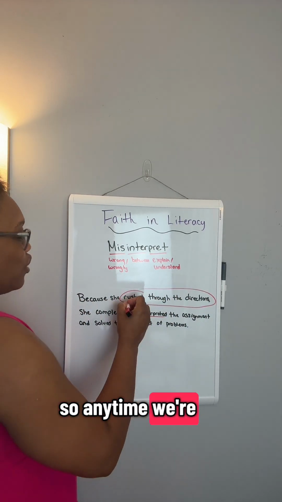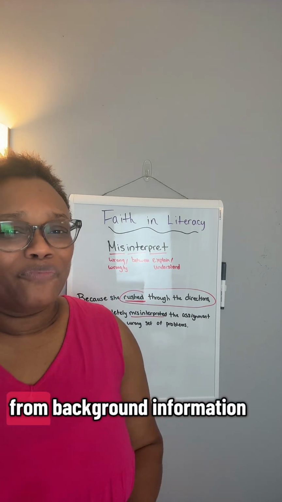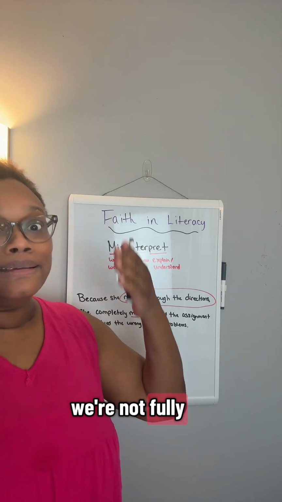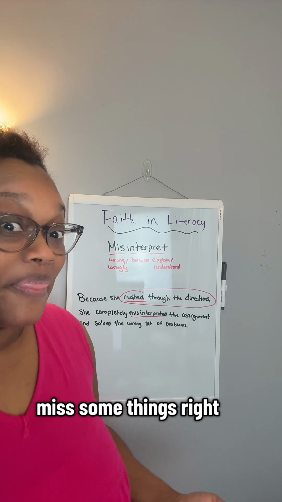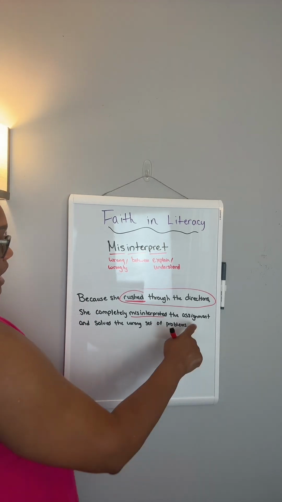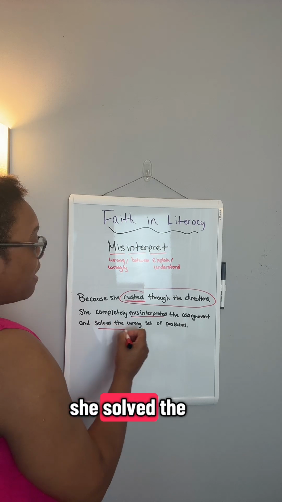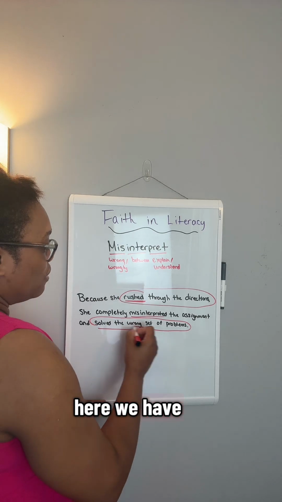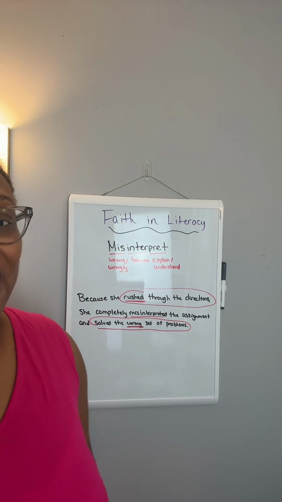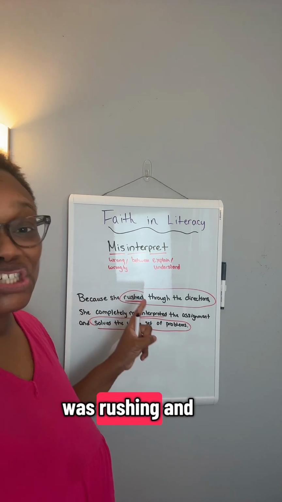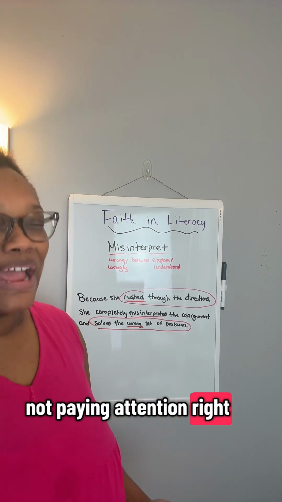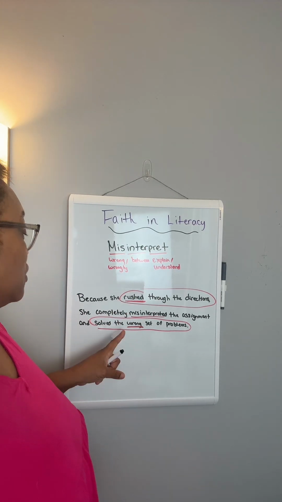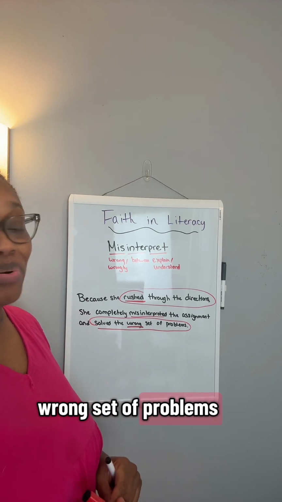So anytime we're rushing, from background information, we know that we're not fully engaged and might miss some things, right? Now it says she solved the wrong set of problems. Here we have our wrong. So because she was rushing and not paying attention, because when we rush, we tend not to pay attention to all the details, she solved the wrong set of problems.